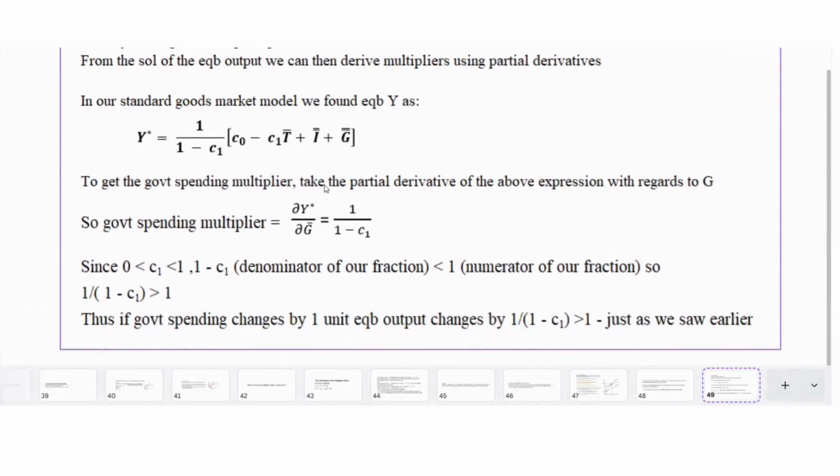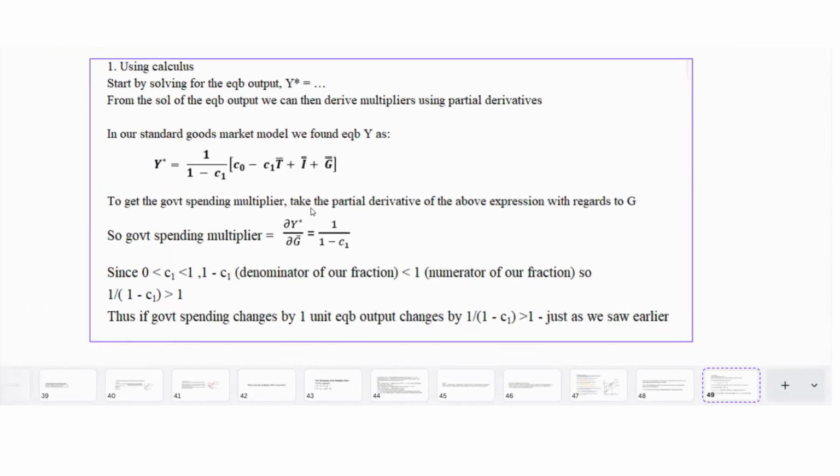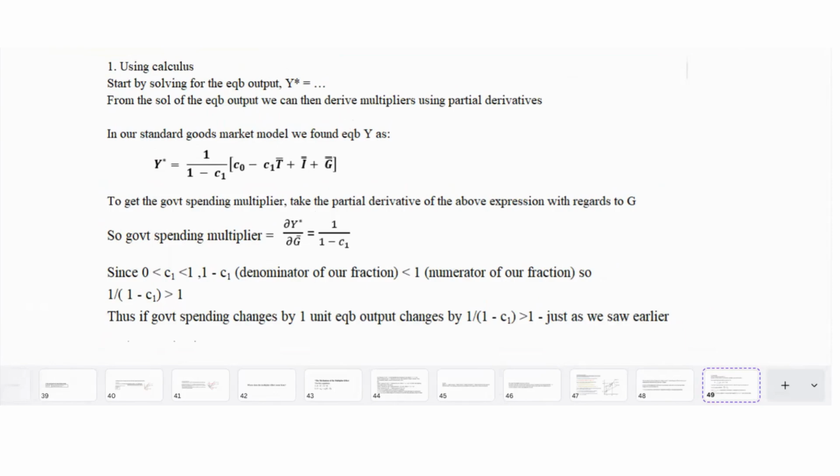Remember, the government spending multiplier tells us how much equilibrium output changes due to 1 unit change in G. And we can see that when you change G by 1 unit, equilibrium output changes by 1 by 1 minus C1, which is greater than 1. So the change in equilibrium Y is greater than the initial change in G due to the multiplier. This is one way in which we can derive a multiplier using calculus, where you start with your solution of equilibrium output and then take partial derivatives. Another way is to use geometric series. More on this later.